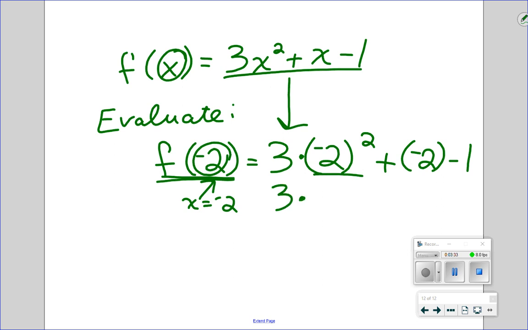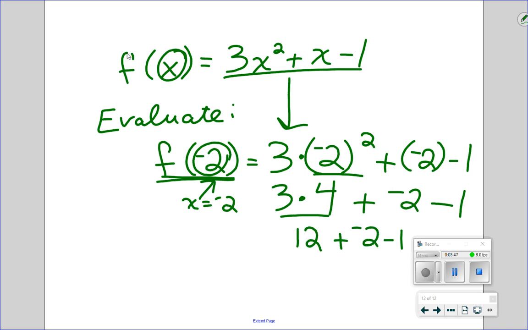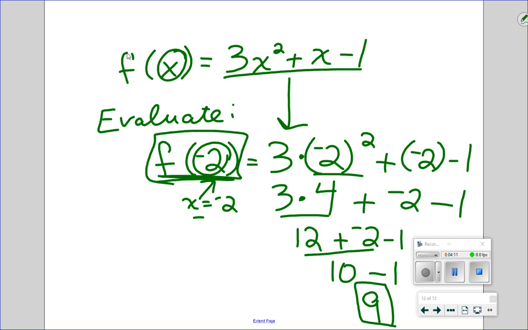So I have to do exponents first. -2 squared is +4. And then I have to multiply before I add or subtract. So 12 for 3 times 4. And then the last part, since all I have is addition and subtraction, has to be done from left to right. So we do 12 plus -2, which is 10. 10 minus 1 is 9. So that's how you evaluate with a function. It's the exact same thing you've been doing in terms of just plugging in a number for x. It just looks different because we're using this function notation instead of just telling you x equals whatever.